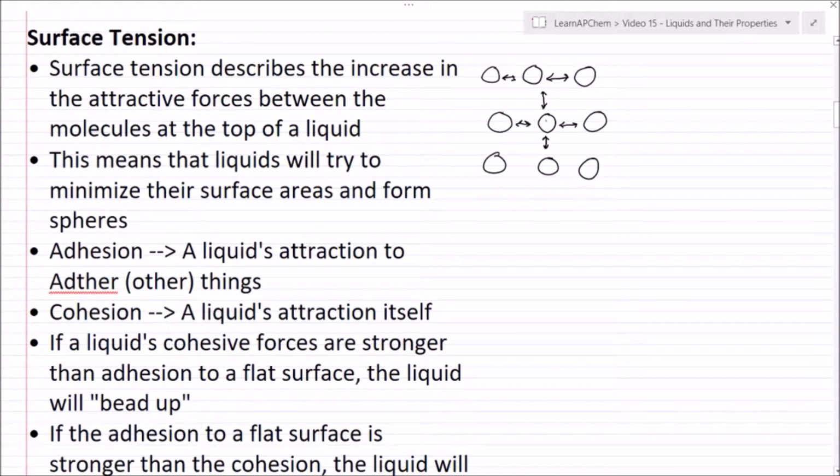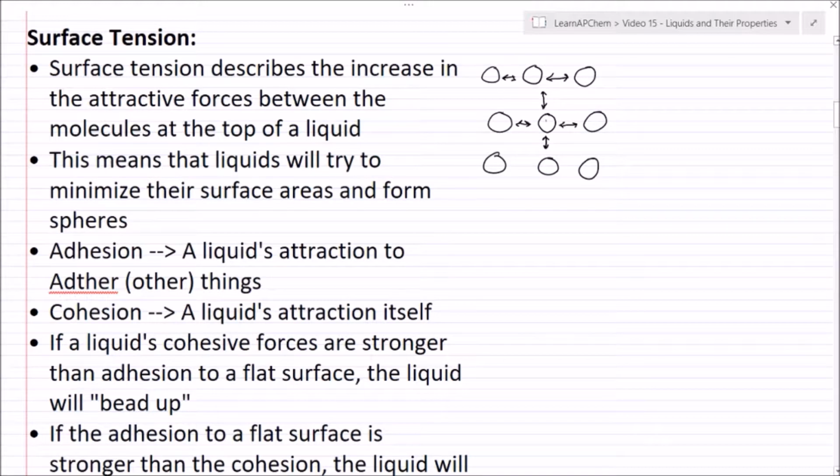Now, this means that liquids will try to minimize their surface areas and form spheres. And spheres are simply minimizing surface area. Why that is, you don't really need to worry about. And let's go over some definitions.